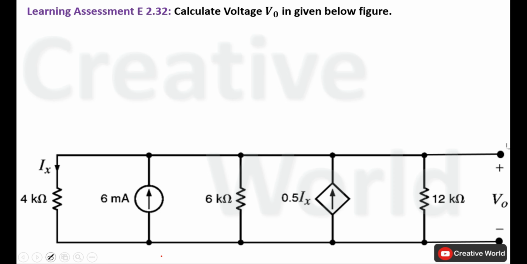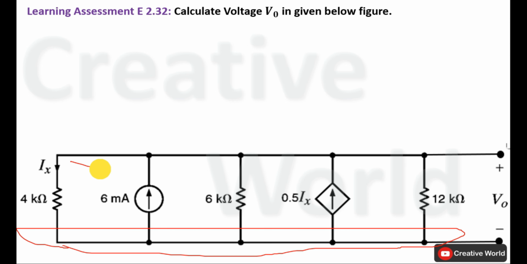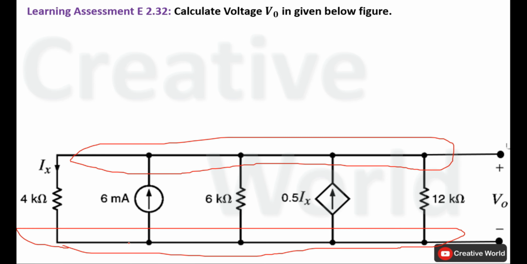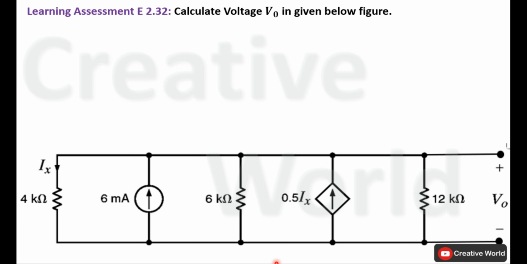This is a parallel circuit. It contains only two nodes. One node is the reference or ground node. All currents entering and leaving the other node will be taken with reference to this reference node. Now we will try to simplify the circuit.